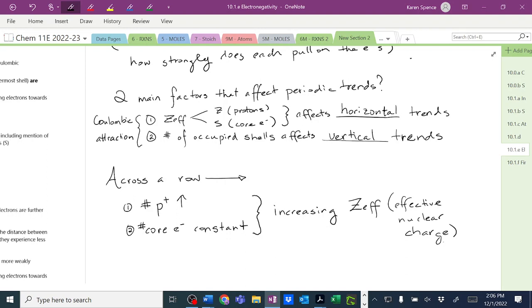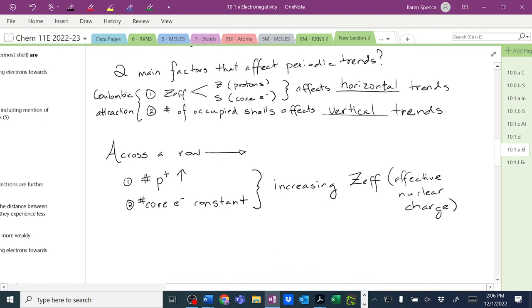Like writing number of protons increase? Like that? Probably. I'm not 100% sure, but probably.